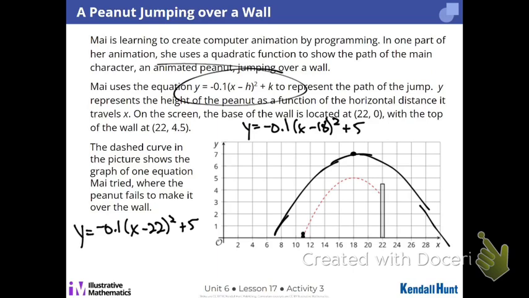Well, yeah, this fictional peanut jumping. We don't know its mass. Also, who's saying this isn't on the moon, you know?